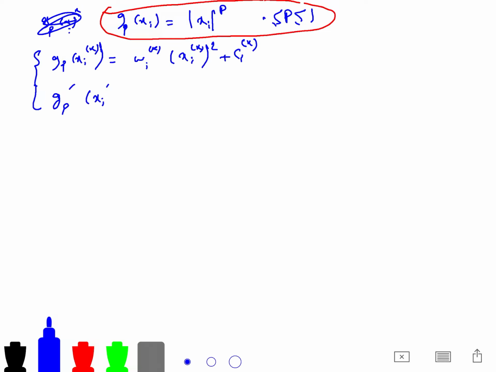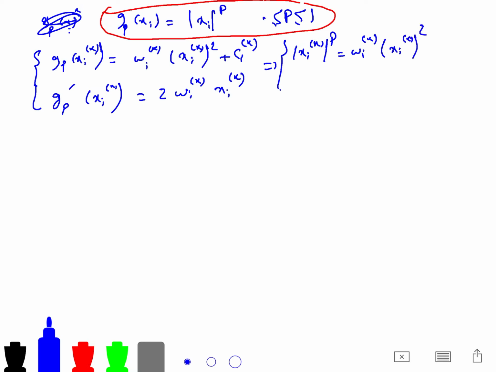So at point x equal to x_i^k, this becomes w_i^k x_i^k squared plus c_i^k, and the slope, the sign of x_i^k times p, x_i^k, is equal to 2 w_i^k x_i^k.